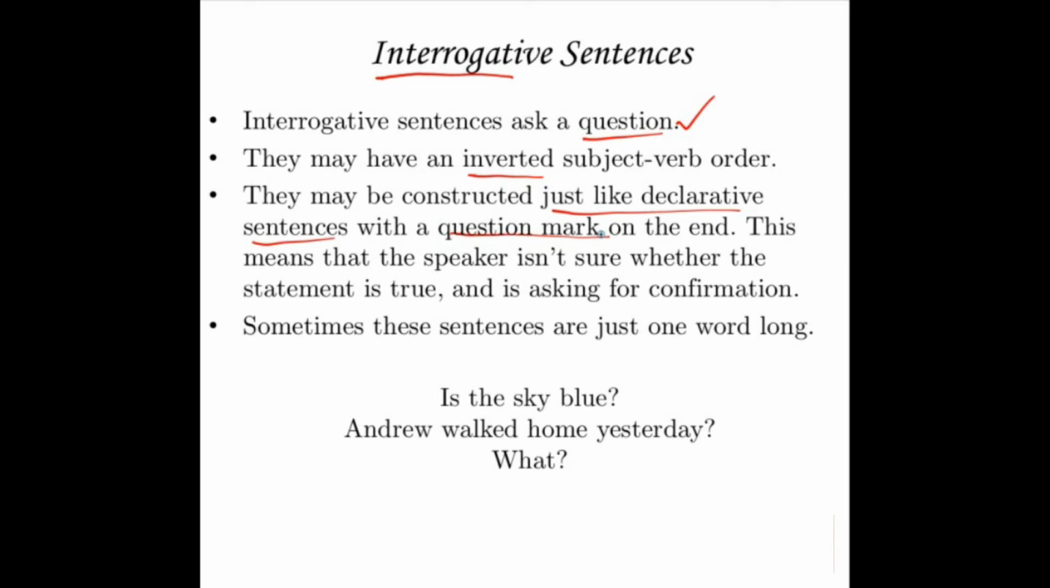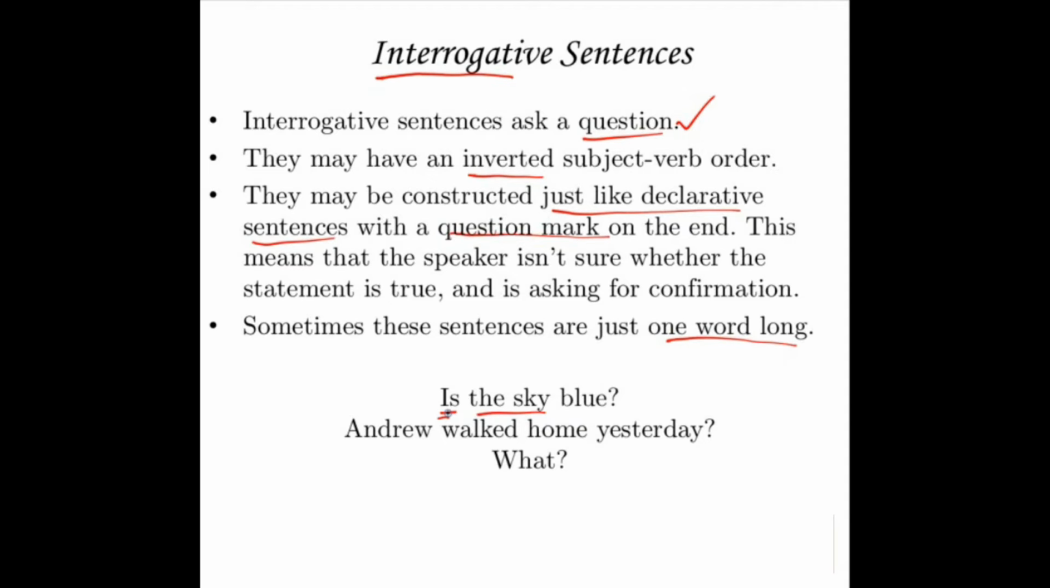Sometimes these interrogative sentences are just 1 word long. So, for example, we had the sky is blue for the declarative sentence, and here we have is the sky blue. Now we have the subject, the sky, and the verb is, and they're in the opposite order of what you would normally expect in English because it's an interrogative sentence.